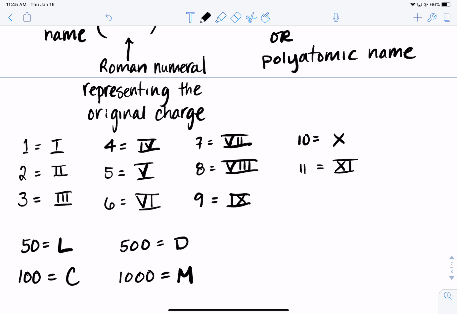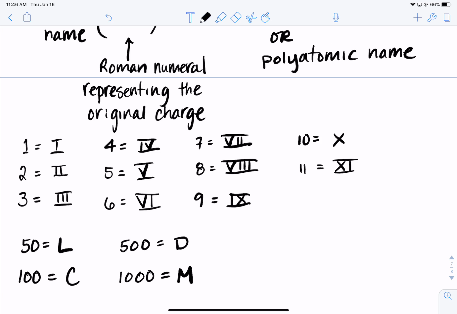All right. We could probably keep on going and going for Roman numerals. For chemistry purposes, though, let's take a step back. Why did we just refresh or relearn or learn for the first time? It's because we have to put the Roman numeral after the transition metal to represent its original charge. Now, in chemistry, you're going to use II for 2, probably III for 3, and IV for 4.